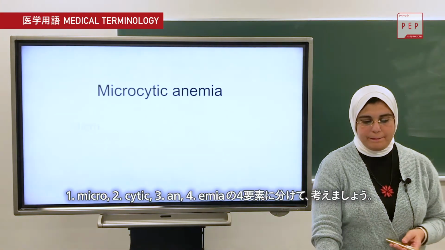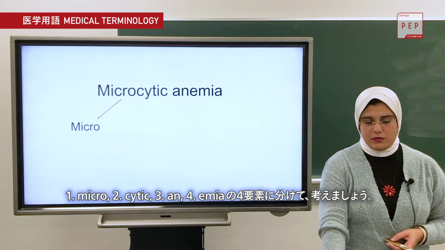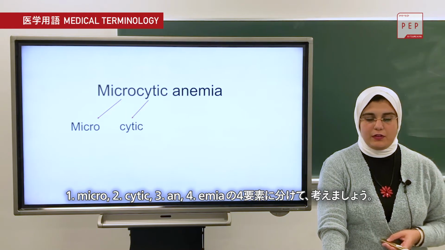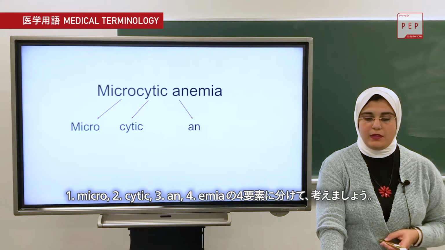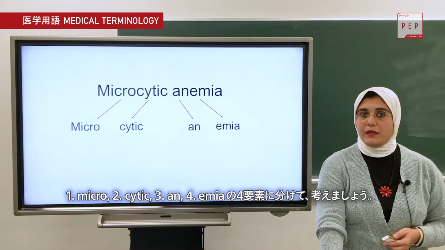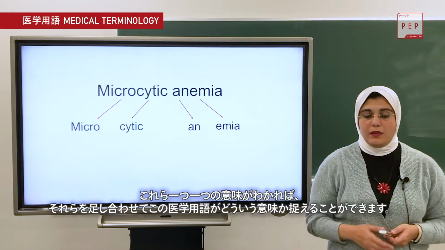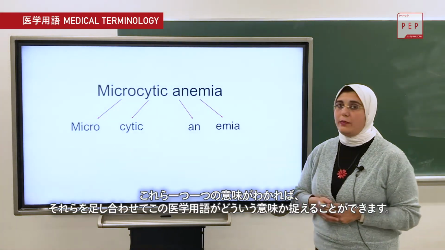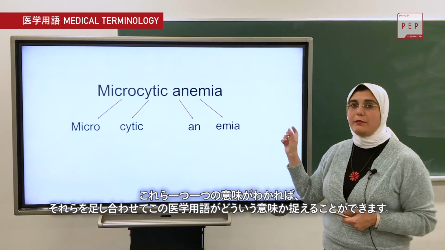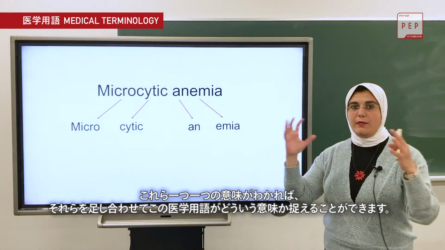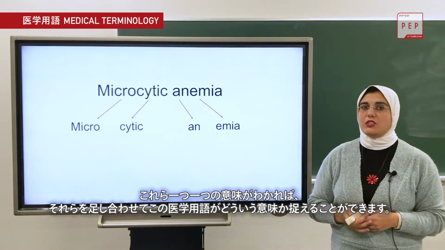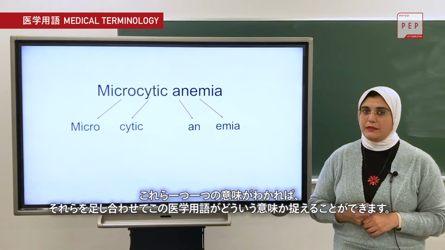Let's see. Micro, this is the first part. Cytic, second part. An, third part. Emia, the fourth part. By breaking down the word into many parts, we can search for the meaning of each part individually. And then we put them all together so we can reach the final meaning of the medical term.